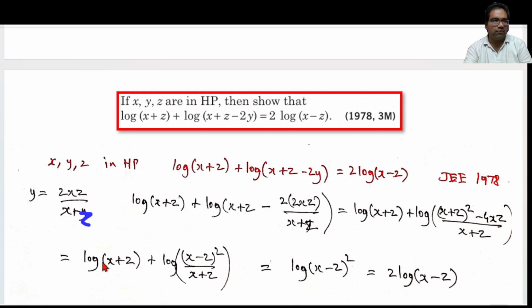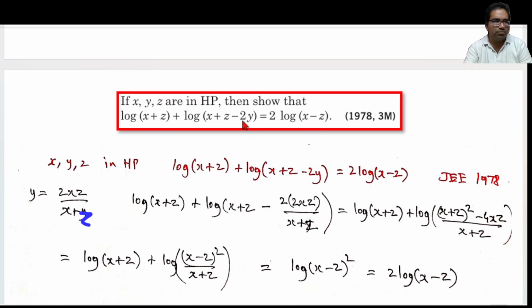Log a plus log b, we can take a single log and multiply this one and this one. Log a plus log b becomes log of this into this. (x plus z) and (x plus z) will get cancelled. Then it becomes log of (x minus z) whole square, which is equal to 2 log (x minus z). That is the right hand side.